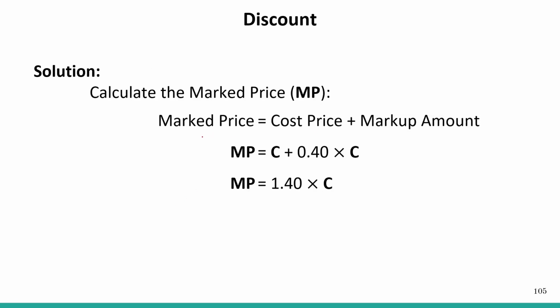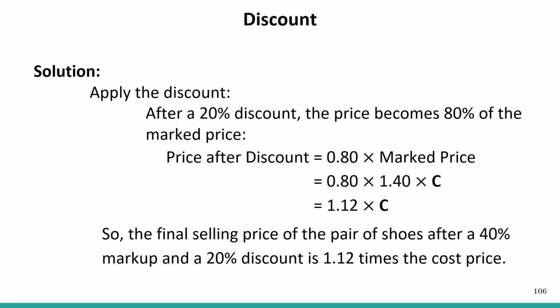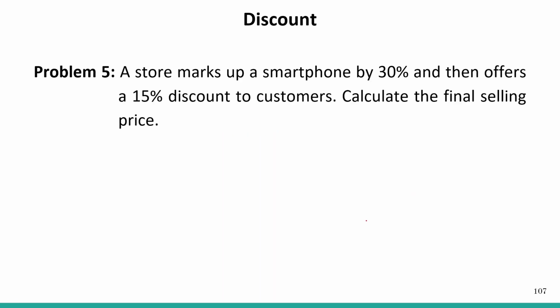So in some currency, the marked up price is equal to cost price plus markup price. So C plus 0.40C. That is equal to what? 1.40C. So after the 20% discount, the price becomes 80% of the marked price. Okay, so price after discount is equal to 0.80 into marked price. So 0.80 into 1.40 into C is equal to 1.12C. So the final selling price of the pair of shoes after 40% markup and 20% discount is 1.12 times the cost price, that is C here. Okay, we have derived the answer here.